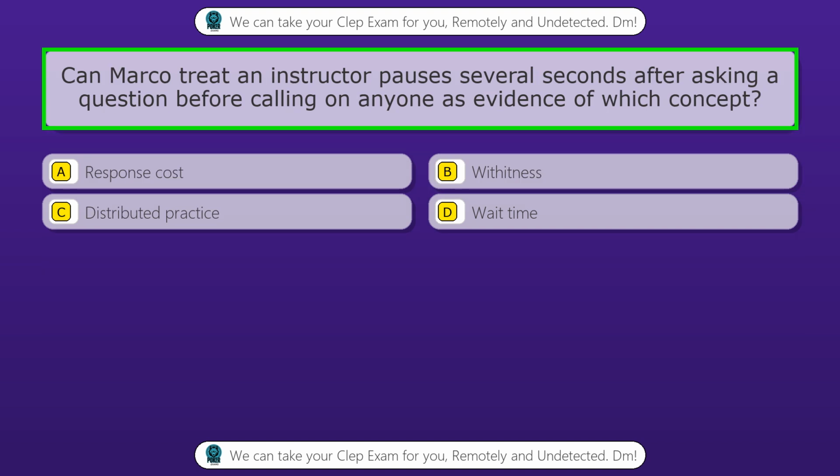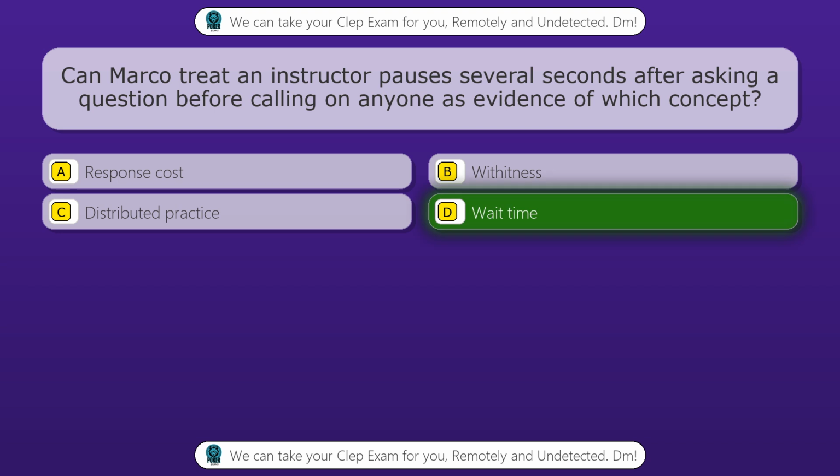Question 75. Can Marco treat an instructor pausing several seconds after asking a question before calling on anyone as evidence of which concept? Option A, response cost. Option B, withitness. Option C, distributed practice. Option D, wait time. The correct answer is option D, wait time.